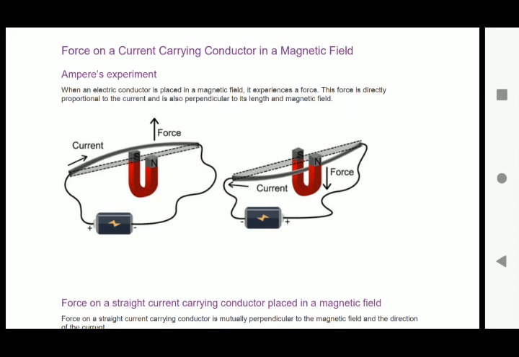We will now describe an experiment to demonstrate the force exerted by a magnet on a current carrying wire. We'll do one activity. Take a small aluminum rod, and using two connecting wires, suspend it horizontally from a stand. See figure number 12 in your NCERT textbook, page number 230.